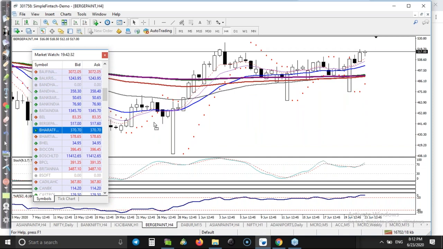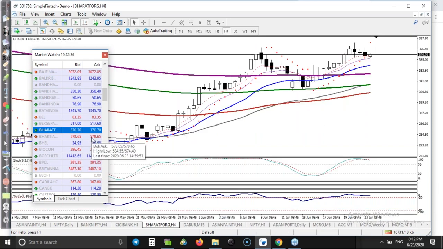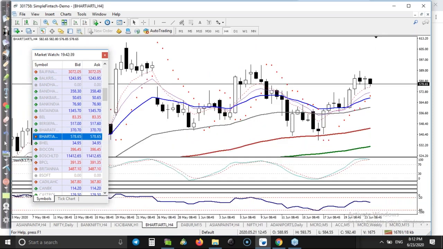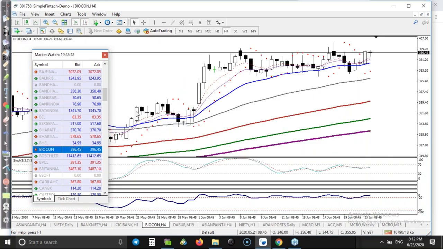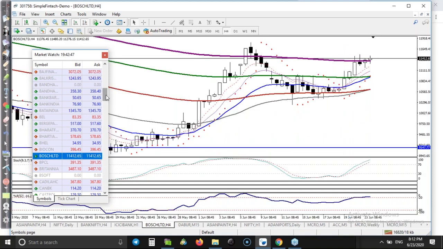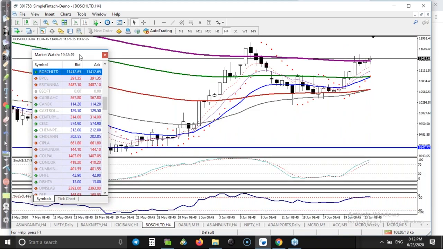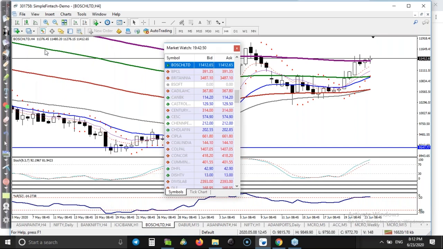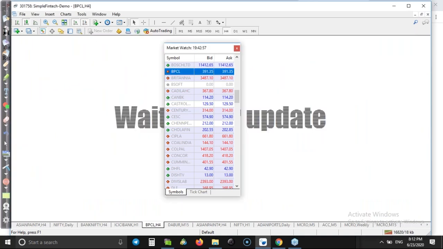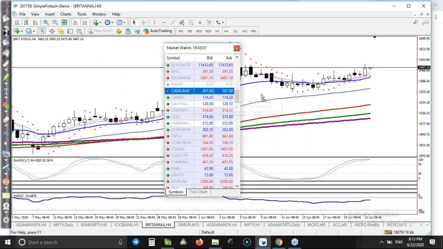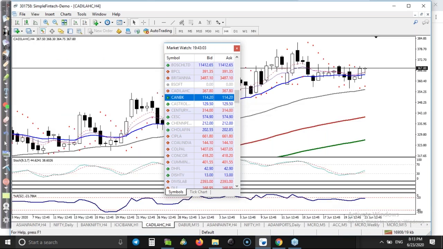Verger has gone up. Clear uptrend, and after that we need a retracement. Okay. All right, so I think somewhere it has already gone, for Bharti Airtel. Let me check a stock which has retraced, given retracement. Let's check it.